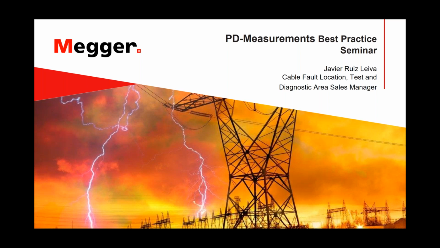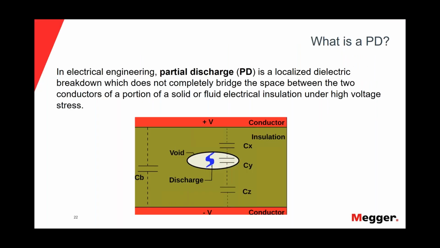So let's start talking about PD measurements. The first question we need to answer is, what is a partial discharge? If you go to Wikipedia, you will find this definition. A partial discharge is a localized dielectric breakdown which does not completely bridge the space between the two conductors of a portion of a solid or fluid electrical insulation under high voltage stress.